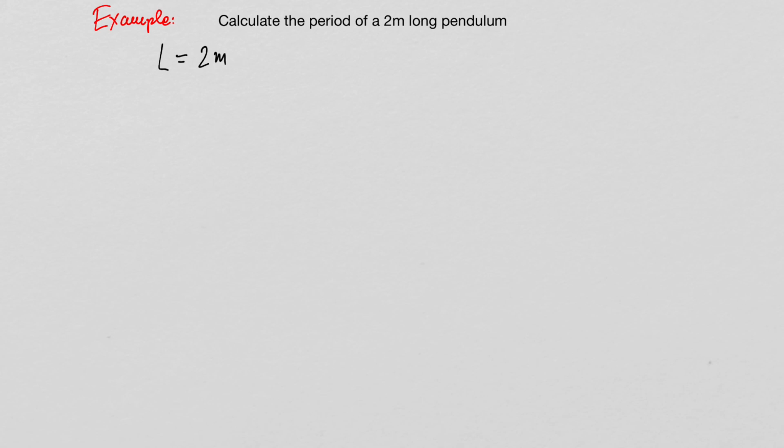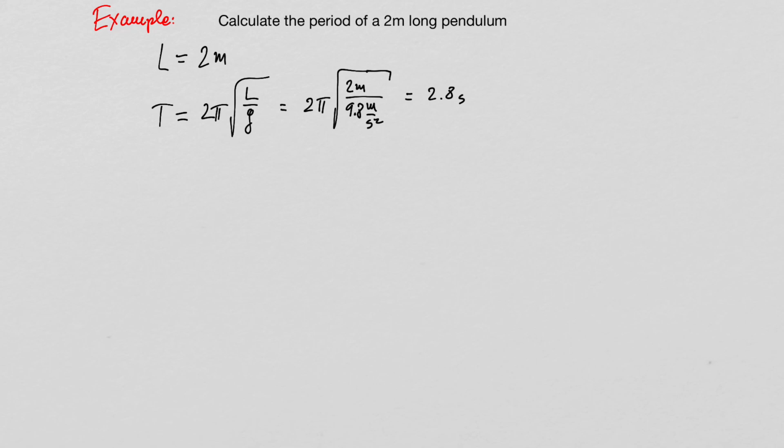So the length of the pendulum is 2 meters, and the period is calculated as 2 pi times square root of L divided by g. So that is 2 pi times square root of 2 meters divided by 9.8 meters per second squared, which gives us a period of 2.8 seconds. If I wanted to also calculate the frequency of oscillations, the frequency is equal to 1 divided by the period, so this is 1 divided by 2.8 seconds, or this is 0.6 Hertz.